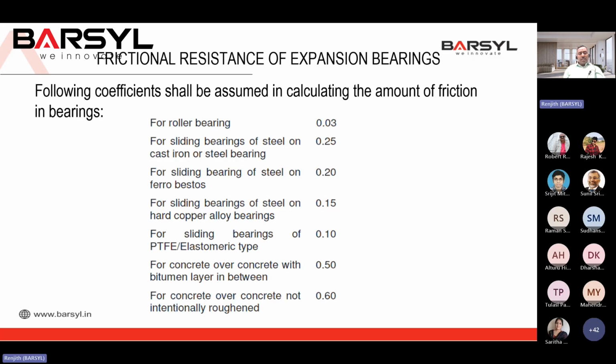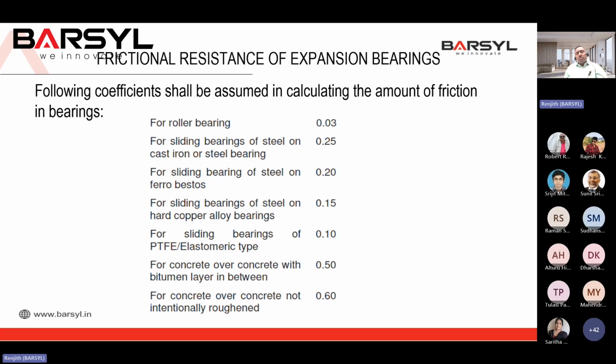Now, frictional resistance of expansion bearings. What is the purpose of a bearing? Actually, we have to transfer the load from the superstructure to the substructure, and the transfer is through bearings. There are different types of bearings. Usually elastomeric type bearings are there, then metallic bearings, PTFE type bearings. Depending on the loading and the load to be resisted, we have to decide the type of bearings.